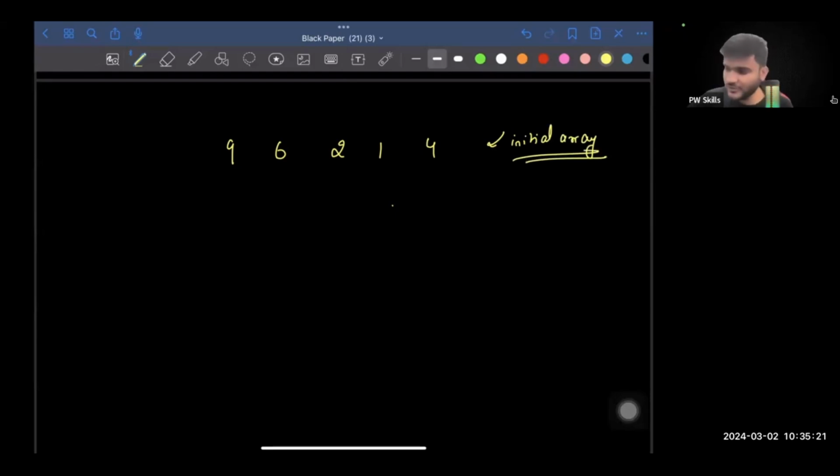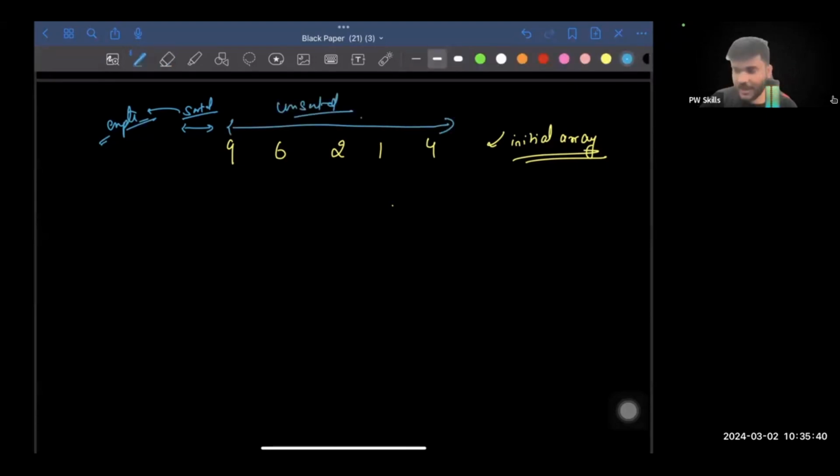When you start this algorithm, can I say the sorted part is empty? There is nothing sorted as of now, right? And this is the unsorted part. And why am I saying the sorted part is empty?